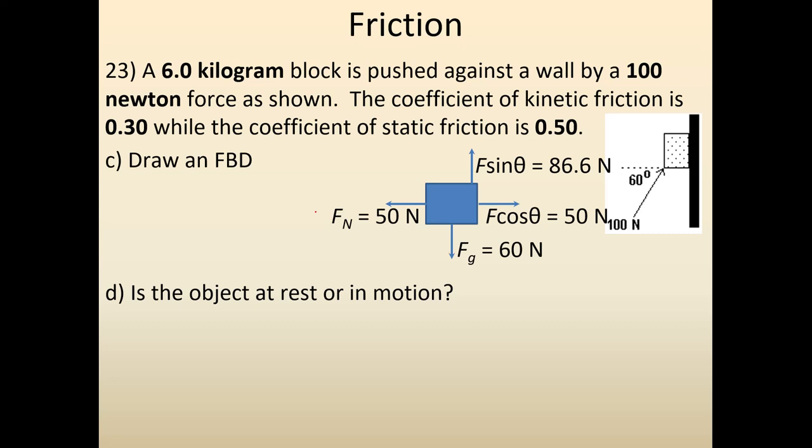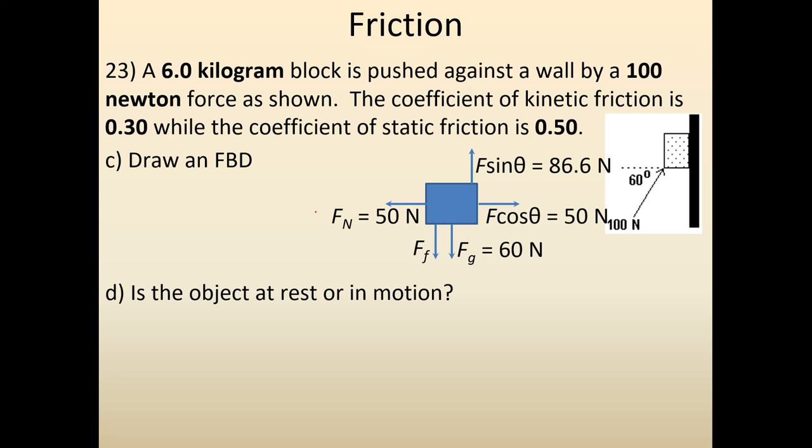Now that I know that, I can actually adjust my FBD for part C and have friction going down. All right. Now the next question is another thing that I need to worry about: is this object even at rest or is it in motion? Should I be using the static friction or the kinetic friction?